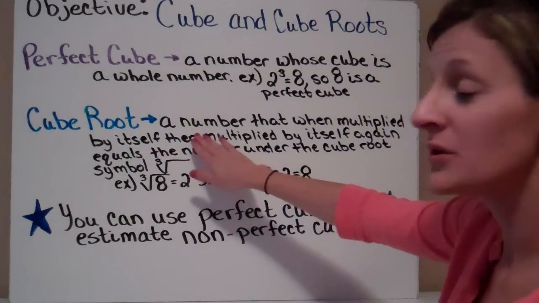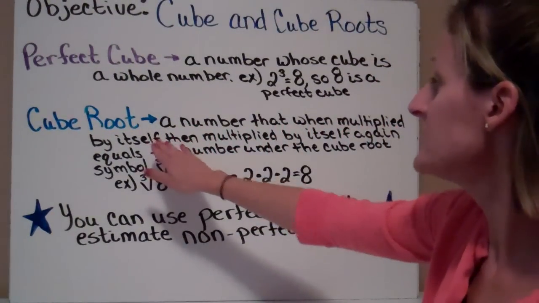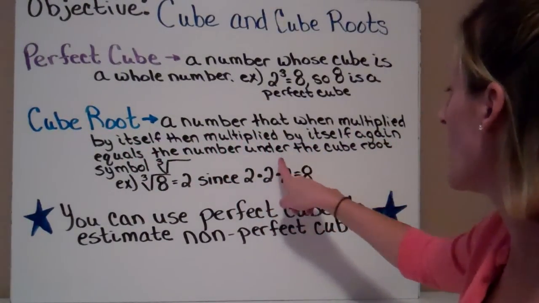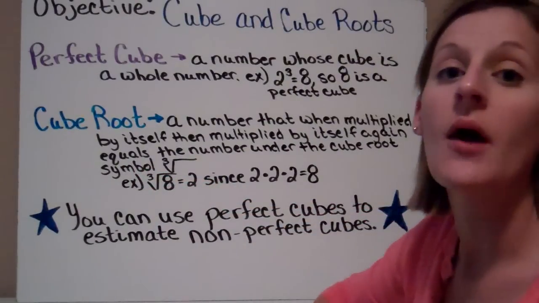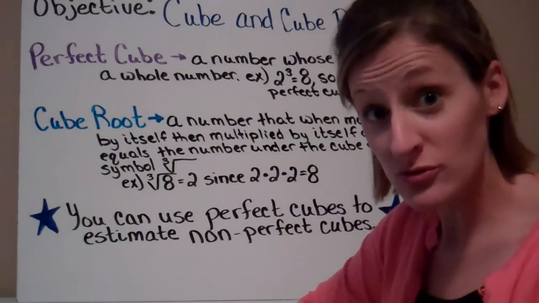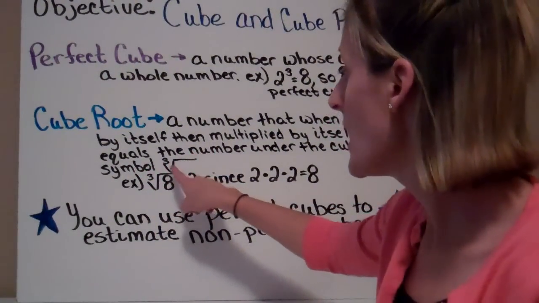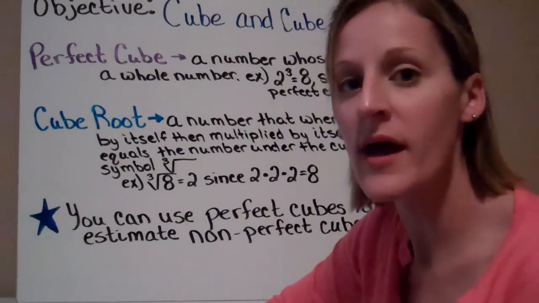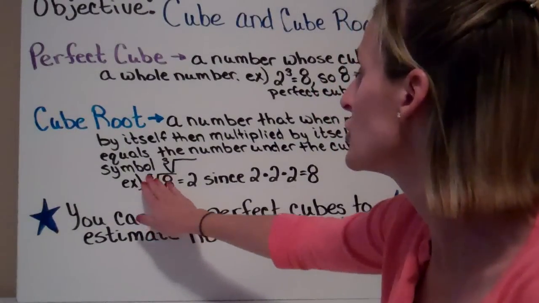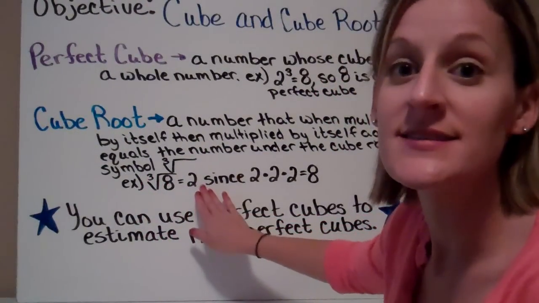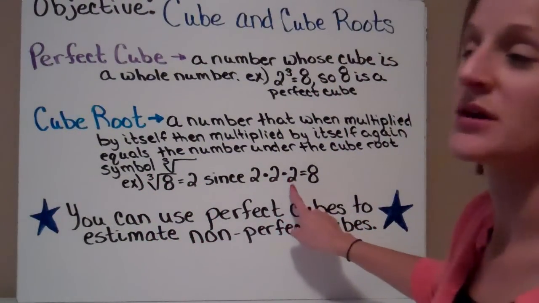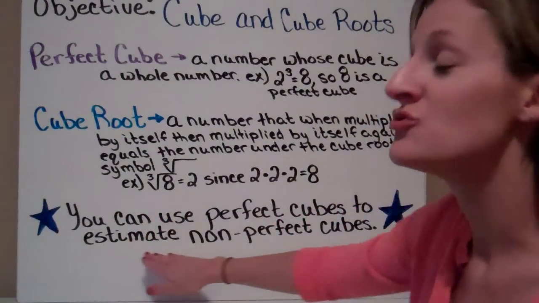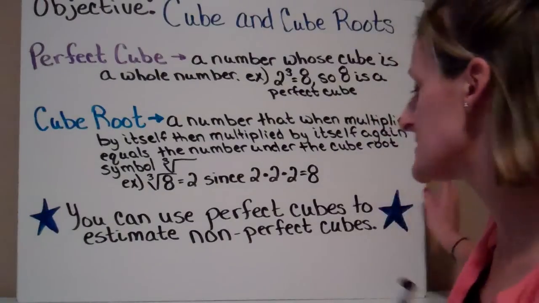Now a cube root is a number that when multiplied by itself, then multiplied by itself again, equals the number under the cube root symbol. The cube root symbol is a radical symbol, just like right here, with this little 3 telling you that you're taking the cube root rather than the square root. So the cube root of 8 is 2, since 2 times 2 times 2 is 8. Now, we can use these perfect cubes to estimate non-perfect cubes.